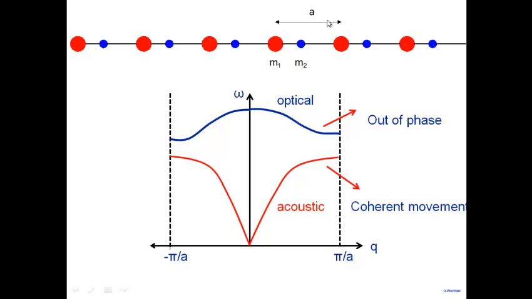Light of, let's say, infrared wavelength comes in and excites vibrations here. And what kind of vibration? This one goes right, this one goes left. And so it excites this particular branch, and for that reason, it's called the optical branch.